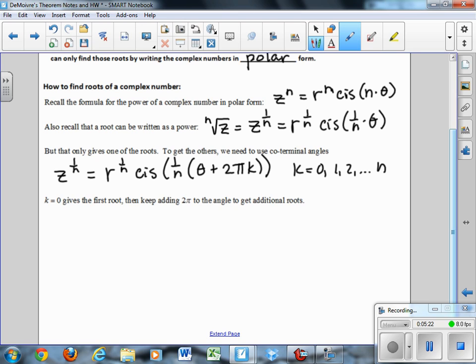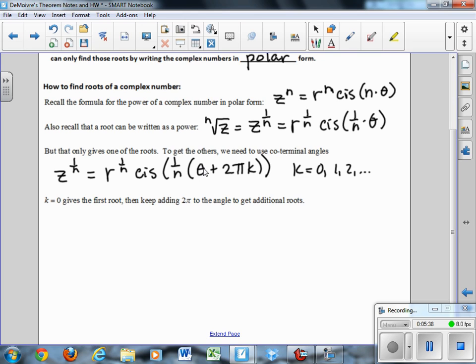Actually, not up to n. Just put 1, 2, 0, 2, etc. It's actually n minus 1. So what this tells me, whatever my original angle is, the first root's found by just using the original angle. The second root's going to be found when I add 2 pi to the original angle.